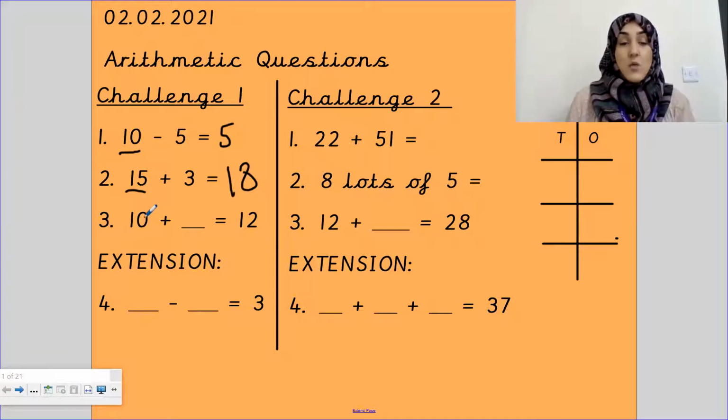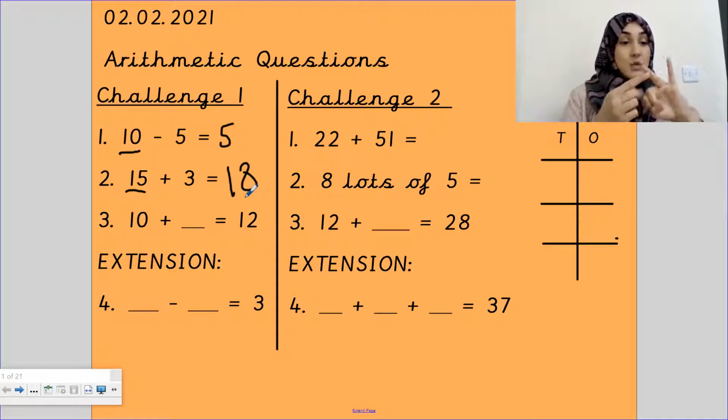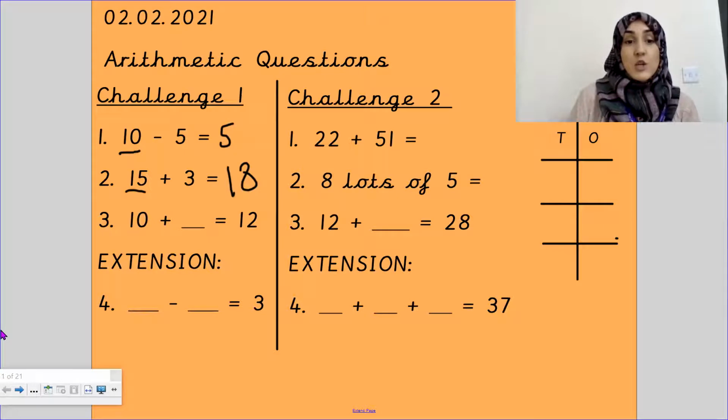Fantastic. Okay, next, we have 10 add something equals 12. So we're starting off with the number 10. We need to add a few numbers onto 10 to get to 12. So let's put 10 in our head and let's count on our fingers how many fingers it takes to get up to 12. So that's 10, 11, 12. So we needed 2 more to get up to 12. So 10 add 2 equals 12.